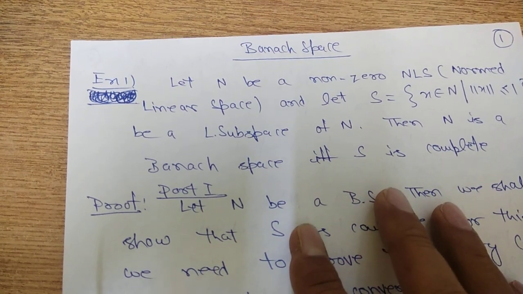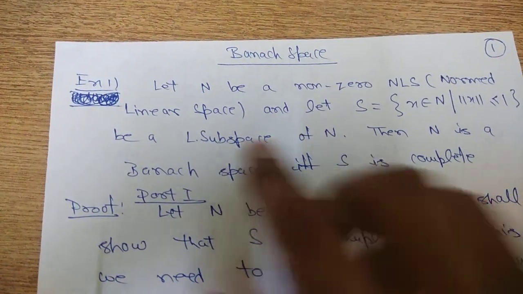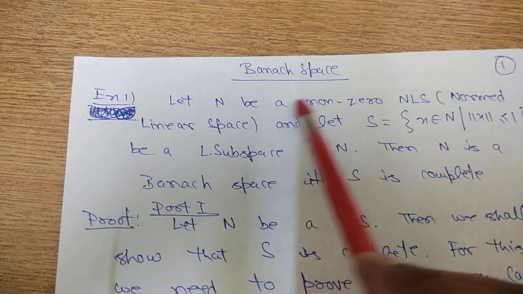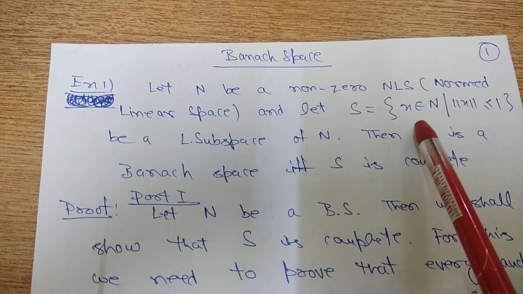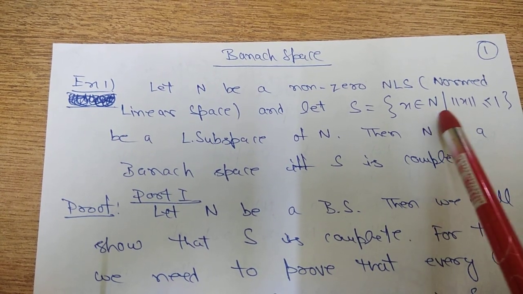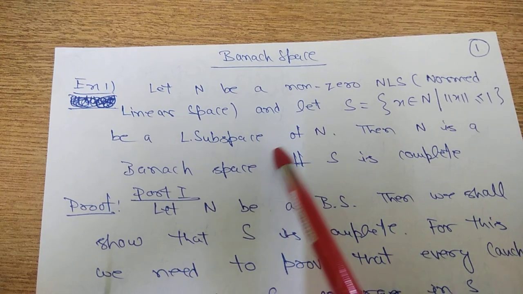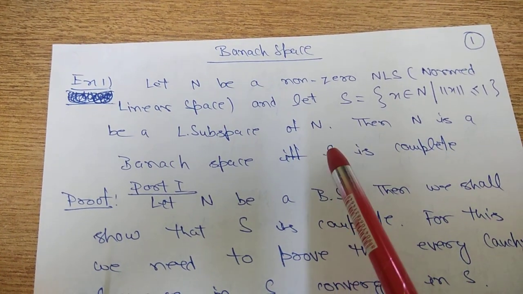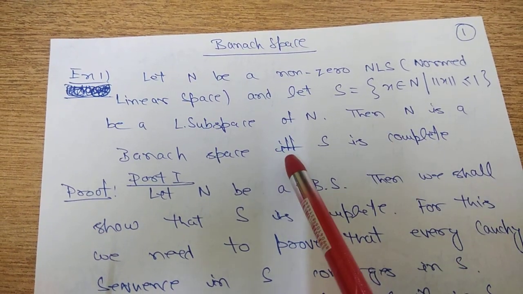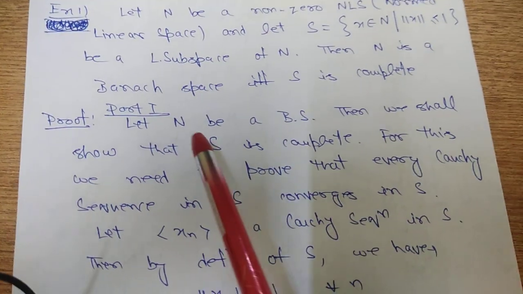Okay, now let's do this example on Banach space. We are given that N is a non-zero normed linear space and S is the set of all elements of N whose norm is less than or equal to 1. This S is a subset of the normed linear space N. Now we have to show that N is a Banach space if and only if S is complete.